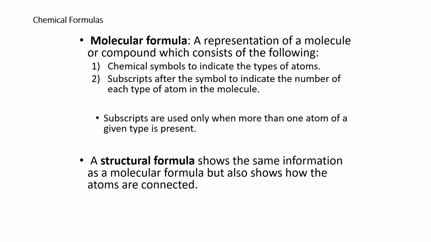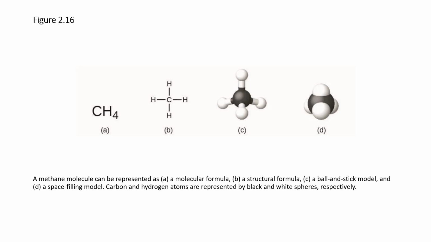A structural formula shows the same information as a molecular formula, but also shows how atoms are connected. So here you can see methane. Methane is CH4. There's 1 carbon and 4 hydrogen. So these subscripts down here tell you how many atoms of that type are present in the formula. And here you can see it drawn out. So this is a structural formula. So you can see the carbon and 4 hydrogens.